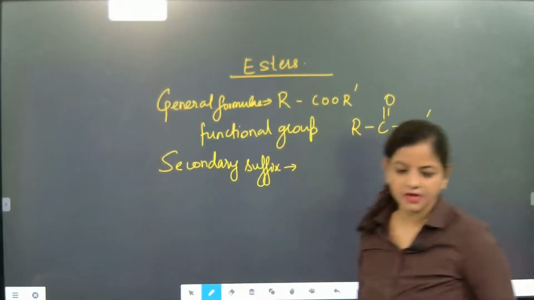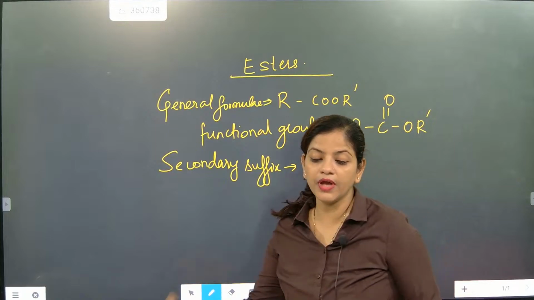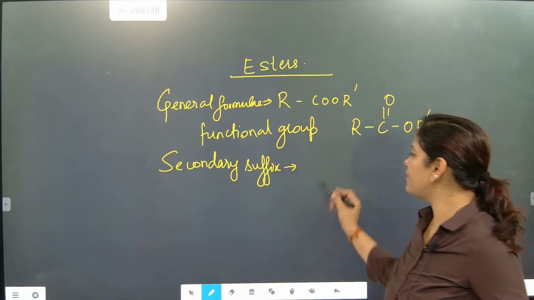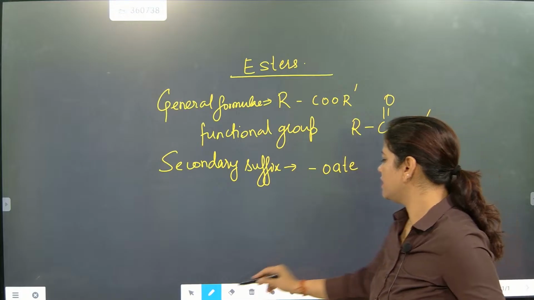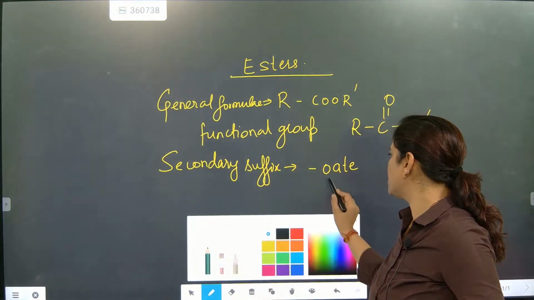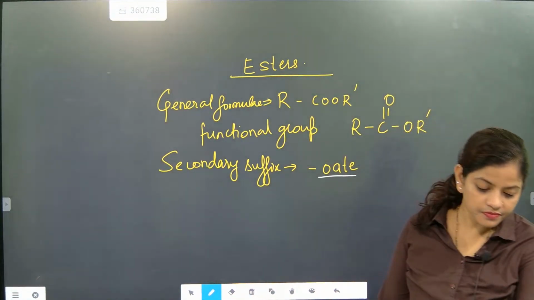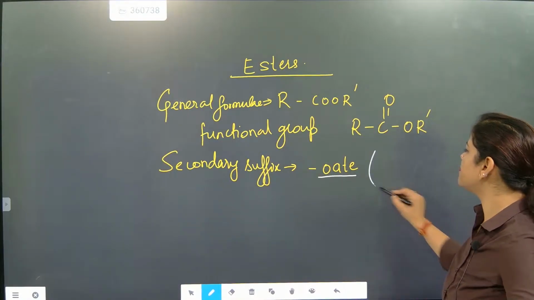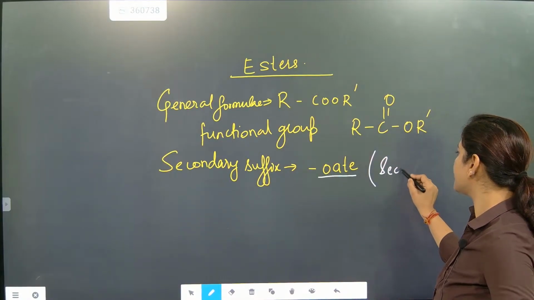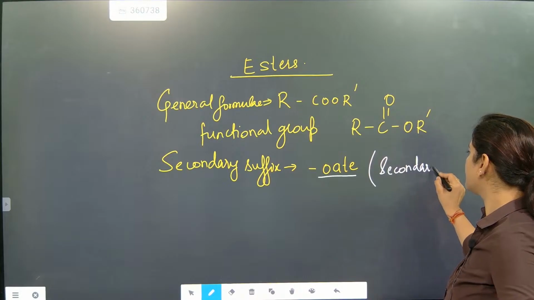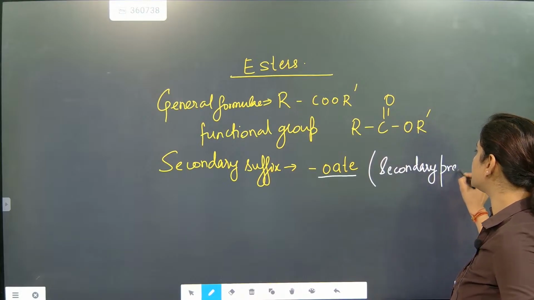OIT. What is the secondary suffix? Note down, the secondary suffix is OATE. Okay. What is the primary prefix? Secondary prefix, sorry. Here, secondary prefix is also used.